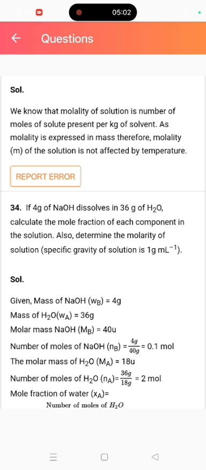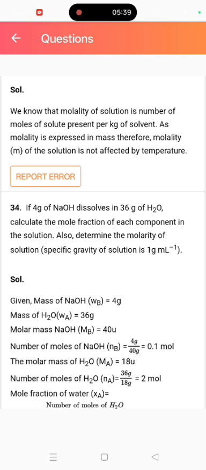Then the molar mass of NaOH is sodium 23, oxygen 16, and hydrogen 1. 23 plus 16 plus 1, that is 40. Number of moles of NaOH is equal to mass of NaOH divided by molar mass of NaOH, 4 by 40, 0.1 mole. Now the molar mass of H2O is 18. So the number of moles of H2O is 36 by 18, that is 2 mole.